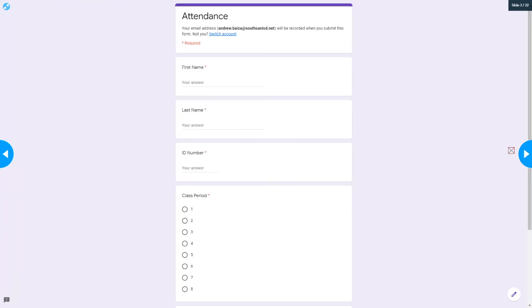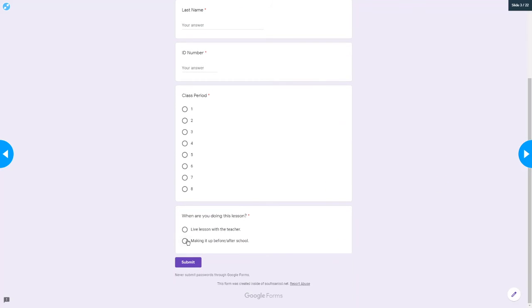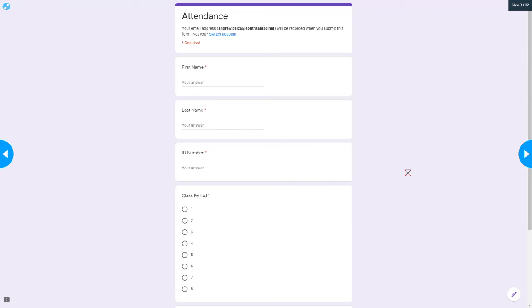All right, so this is your attendance sheet. Go ahead and put down your first name, last name, student ID, what period you are in, and whether you are making this up before or after school. So you're either doing this before the lesson starts or after our lesson if you missed the lesson or had to leave early. Click that submit button and turn in this attendance sheet. Again, if you need to pause it before I move on, make sure to hit pause. But we're going to move on in 3, 2, 1.